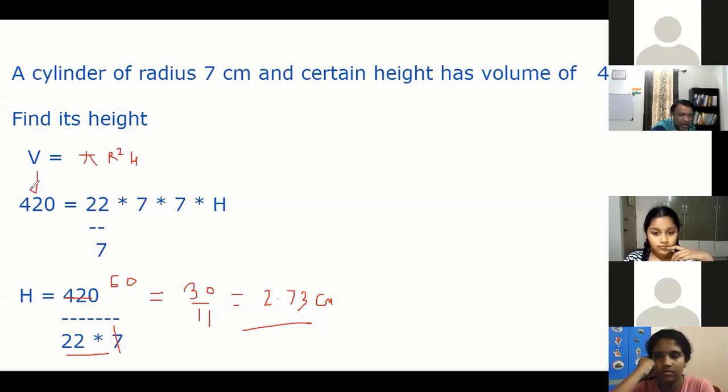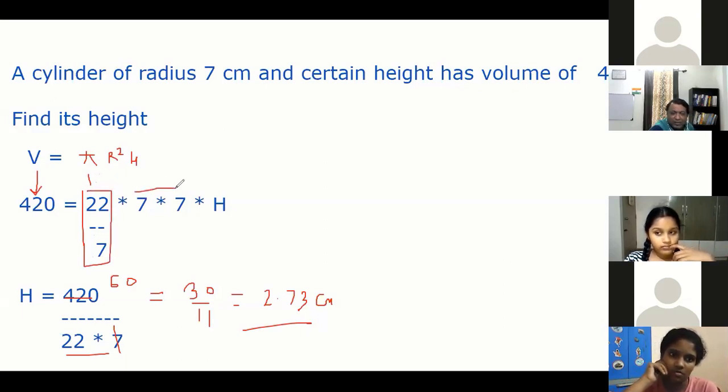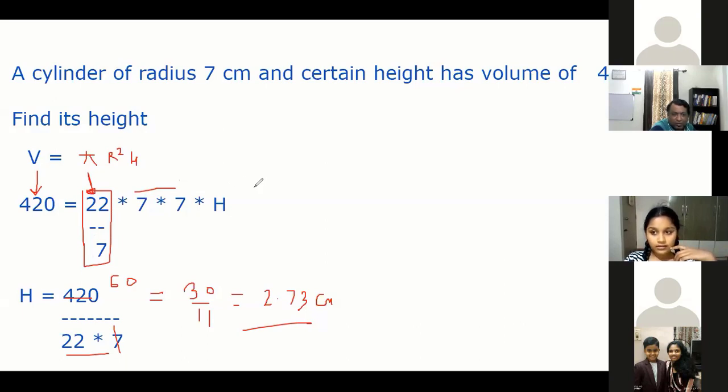Volume is given as 420. Pi value is 22 by 7, right? Yes, sir. R is 7 into 7. R square. Yes, sir. Got it? Pi is 22 by 7. Understood. We just substitute the value. That's it. Understood. Thank you. Good. Anybody any doubt? Let's try one more.